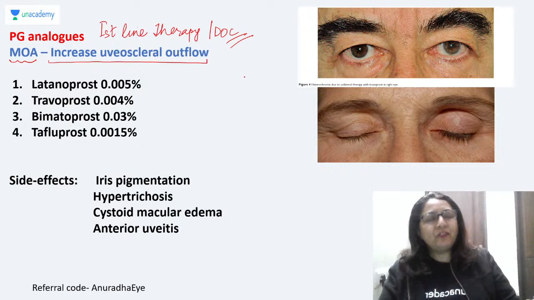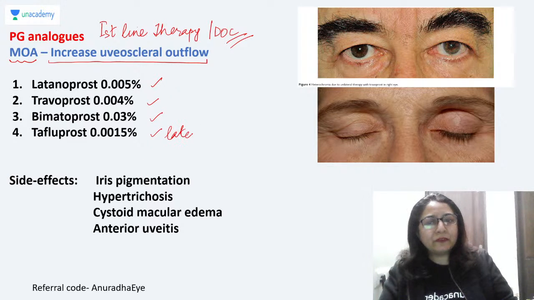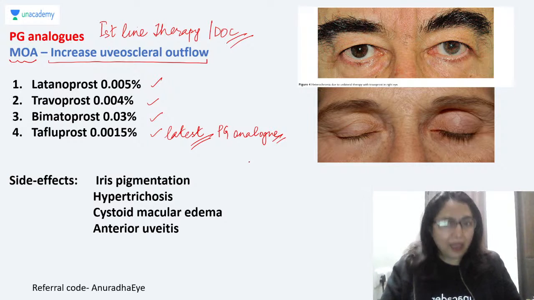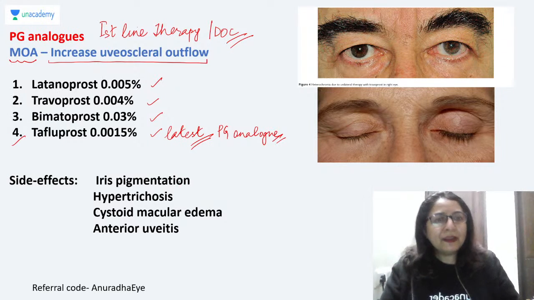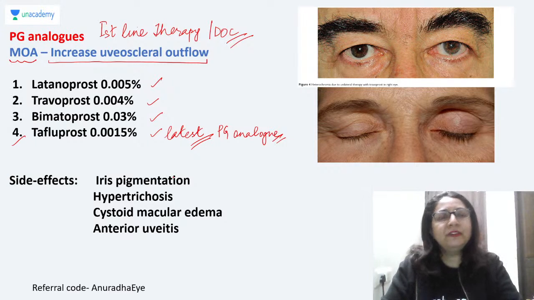The drugs which are available with us are latanoprost, travoprost, bimatoprost, and the latest one is tafluprost. Tafluprost is the latest prostaglandin analog which is now available. Prostaglandins used topically have minimal side effects.